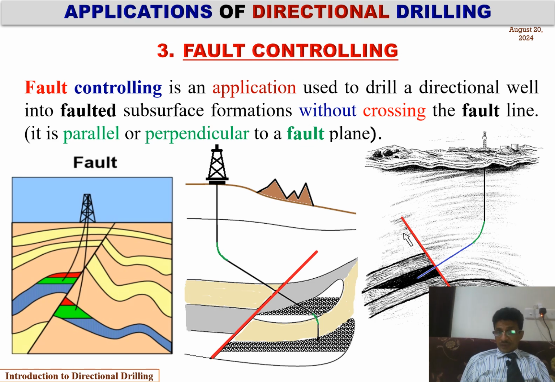Number 3, fault controlling. If we have a fault in this formation where we will drill the well, fault controlling is an application used to drill directional wells into faulted subsurface formations without crossing the fault line. It is parallel or perpendicular to a fault plane, like this or this.